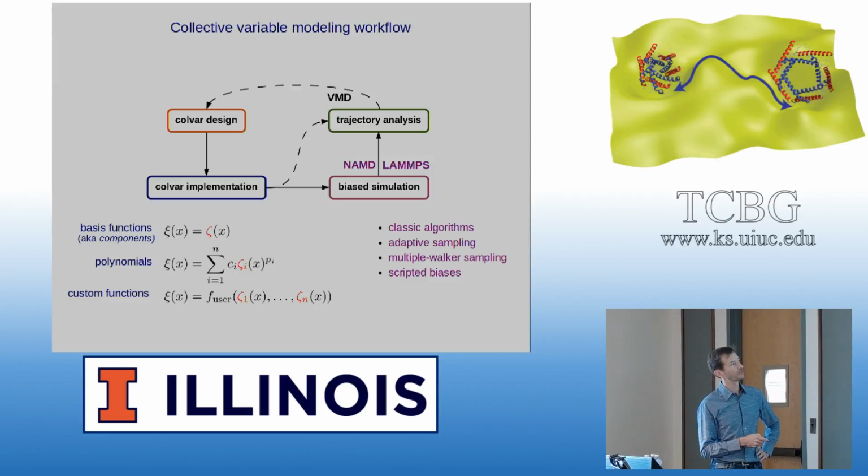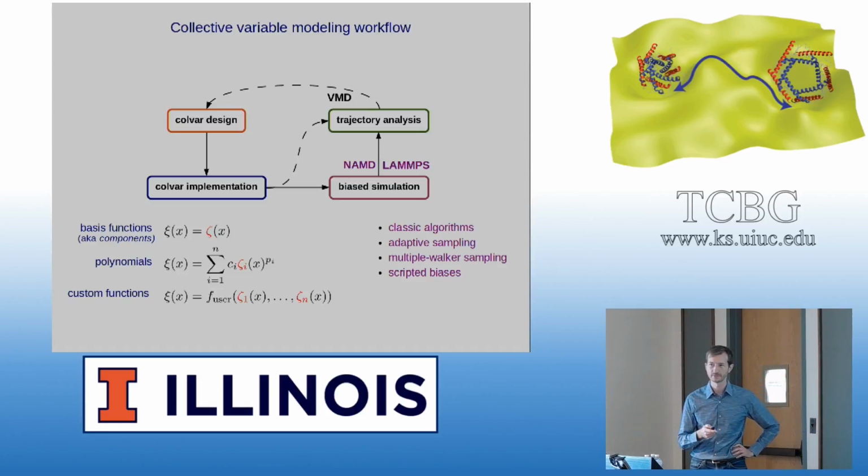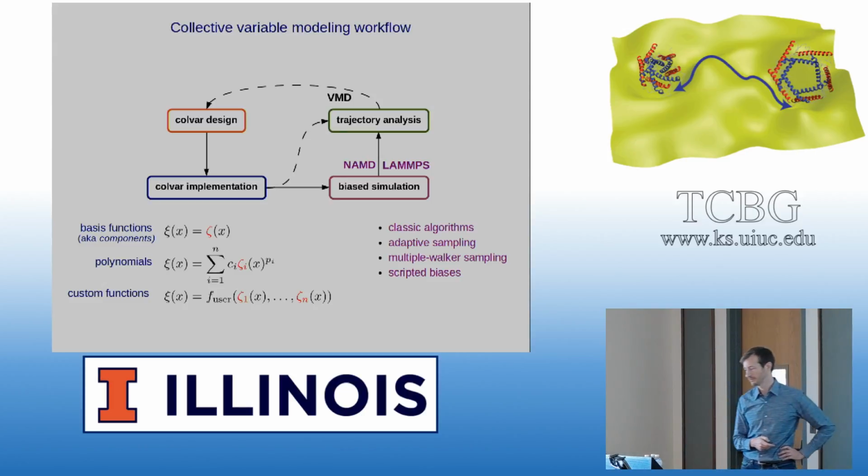There are many ways you can implement a certain collective variable. So the Colvars module provides a set of basis functions, which I'm calling zeta here. In Colvars lingo, we call them components, or collective variable components, or CVCs. That's their acronym in the code. Then you can combine them at runtime with polynomial combinations of this form. You give each component a certain coefficient and a certain integer exponent, and then the Colvars module does the rest. Or you can have custom functions that are combinations of these, and there are two ways of defining such custom functions, which I will describe.